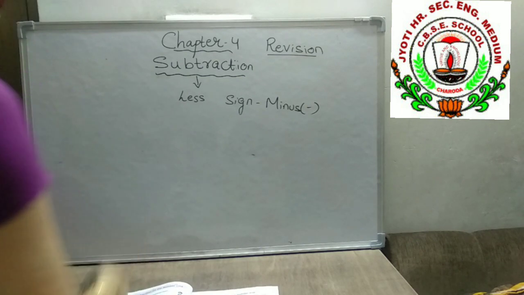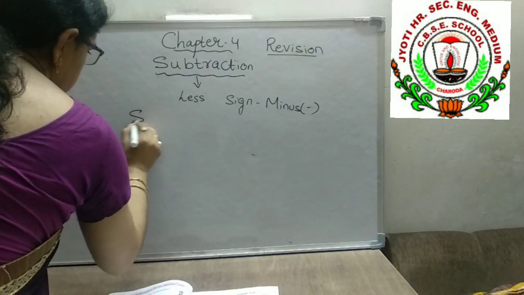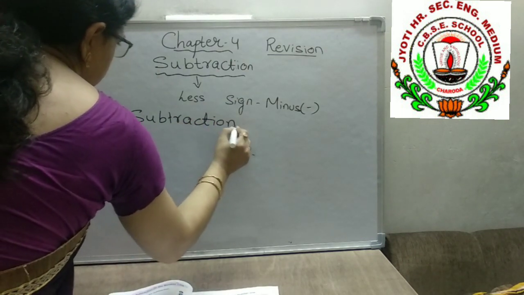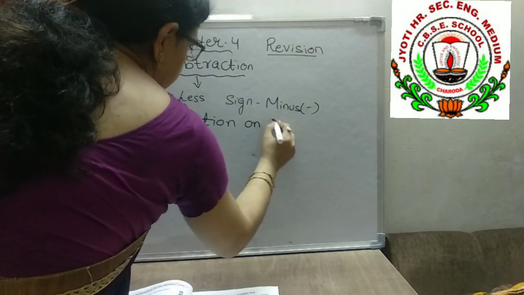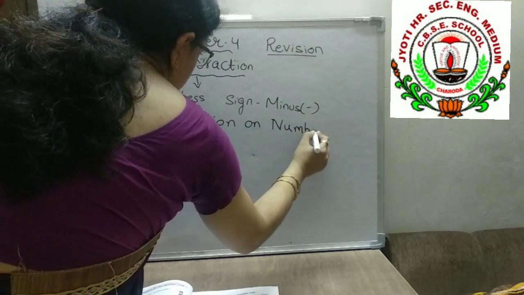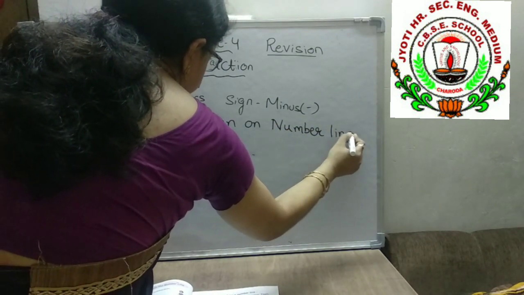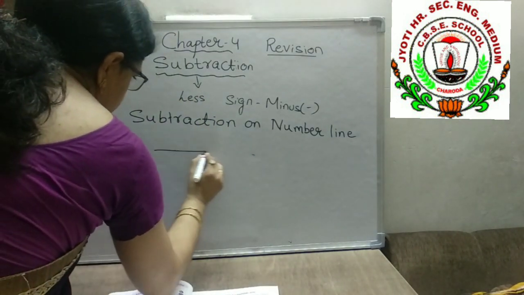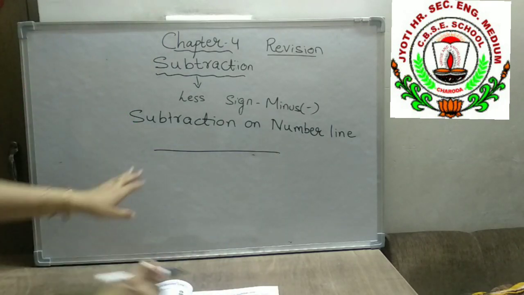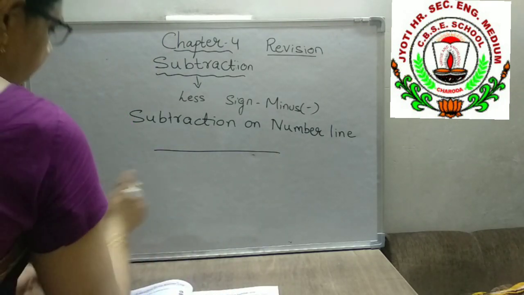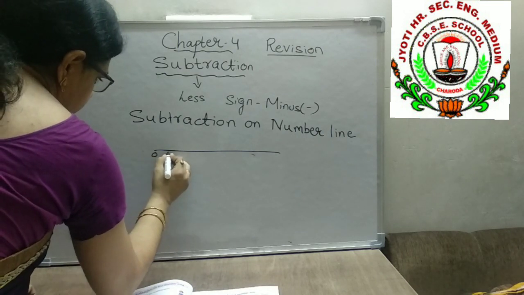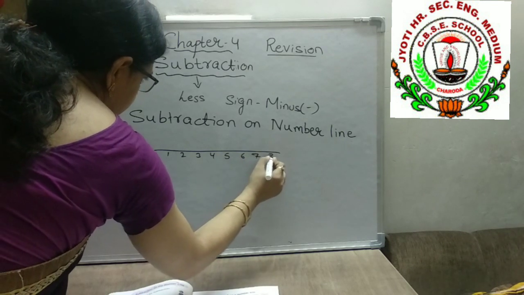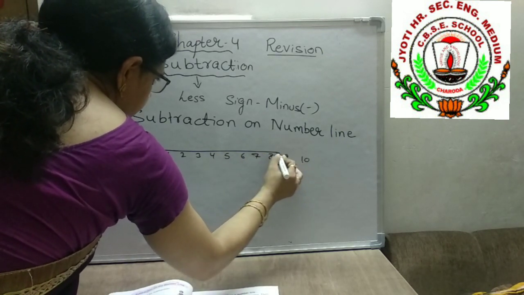Today I am going to tell you subtraction on number line. All of you know what a number line is? Suppose this is a line I have drawn. All of you know this is a straight line. If I write numbers on it, then it becomes a number line. This is known as a number line.